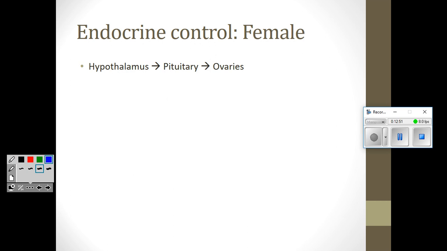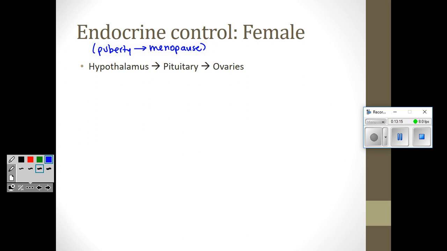So we're going to take a look at what's going on with the female endocrine system. Just like for males, this is happening starting at puberty, but I'm not going to say until death, I'm going to say until menopause, because what's going on with the female reproductive system is finite.